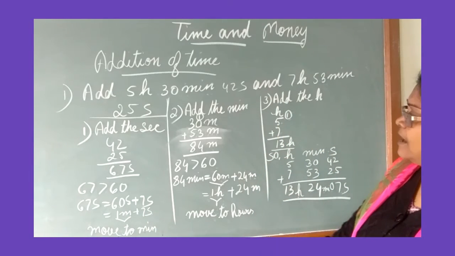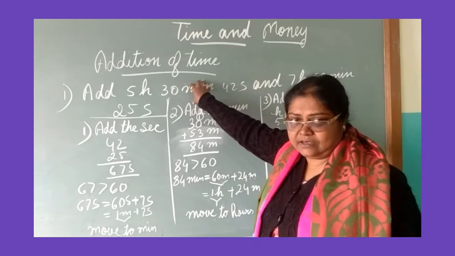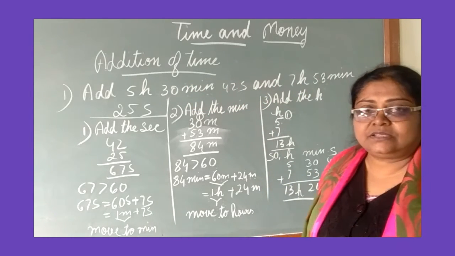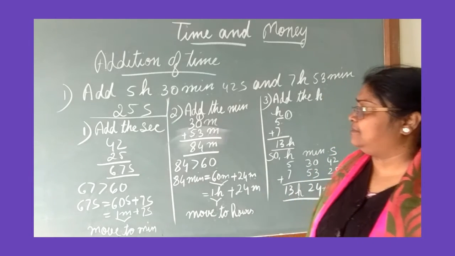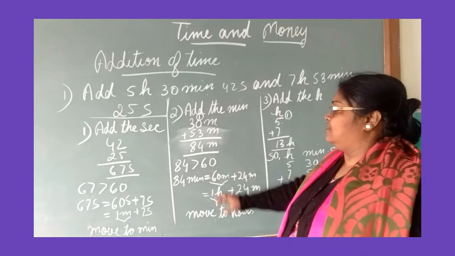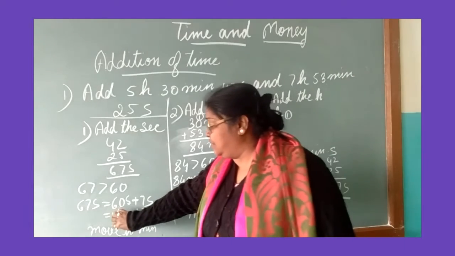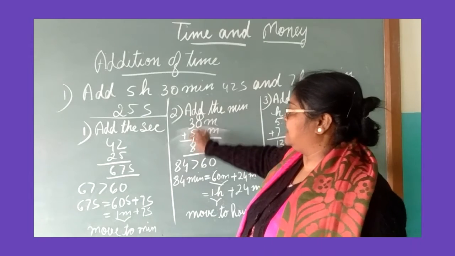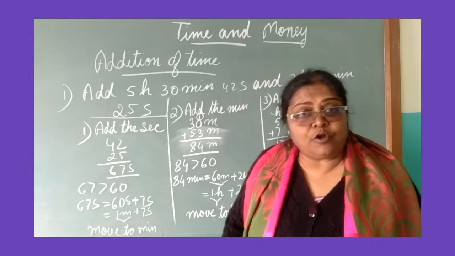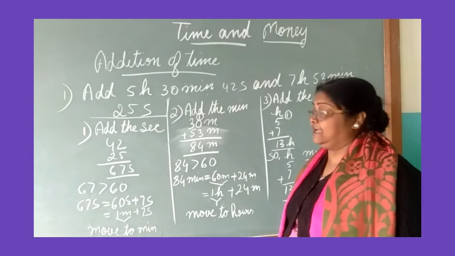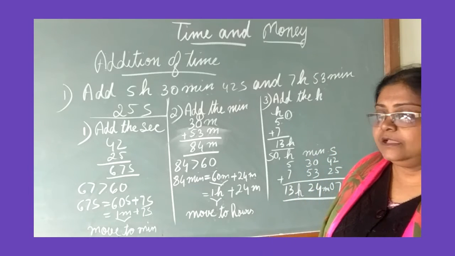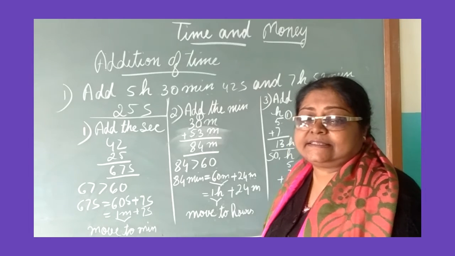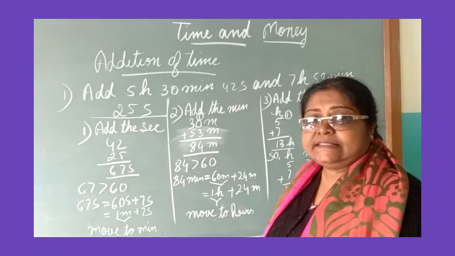Now we will add the minute one. Minute one is given 30 minute and 53 minute. When we add 30 minute and 53 minute, and this 1 minute, what answer are you getting? 84 minute. Now again you see, 84 is greater than 60.